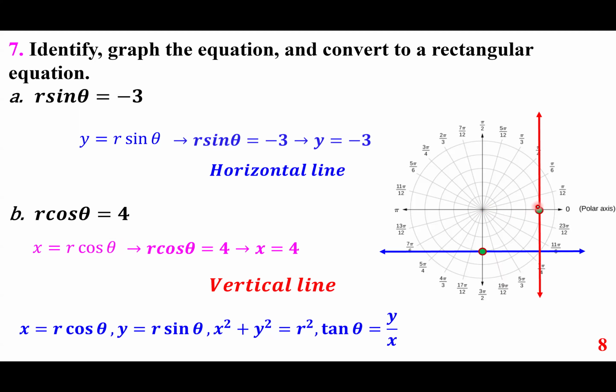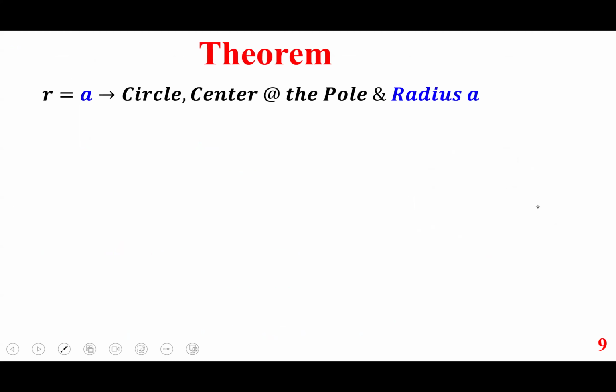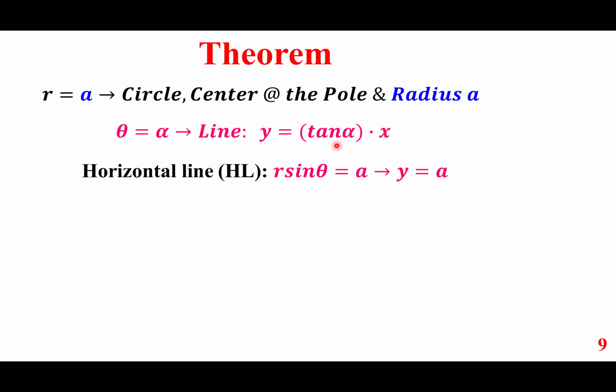So according to what we have done, we have found the following. Here's the theorem. When r equals a number, we have a circle centered at the pole with radius a. When theta equals some alpha, when theta is fixed, then y equals tan alpha times x. Horizontal line: r sine theta equals a, y equals a. Or r cosine theta equals a, x equals a, vertical line.